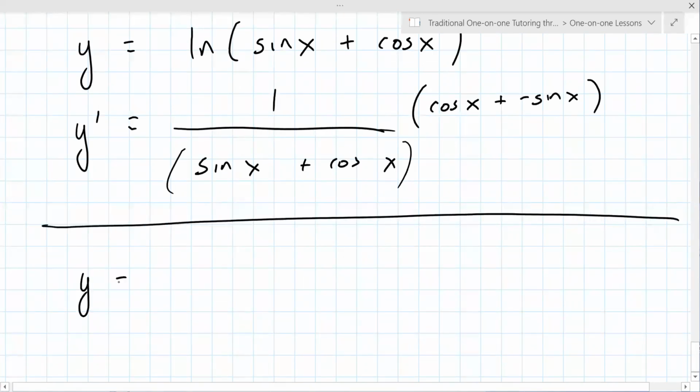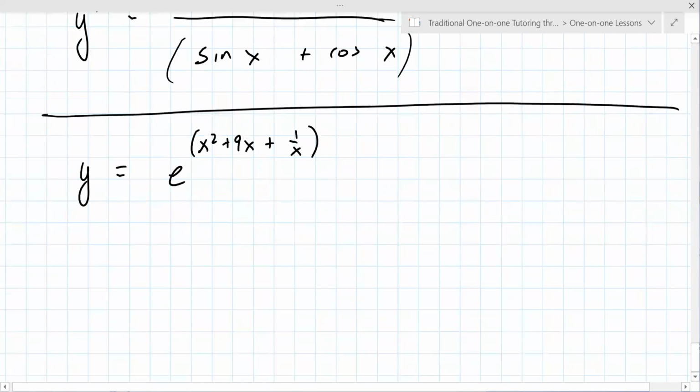So let's say now, y equals e to the x squared plus 9x plus 1 over x. What is the derivative of e? It's itself. That's right. It's the same thing. So the derivative is exactly the same: e to the x squared plus 9x plus 1 over x, times what? The derivative of the inside function.